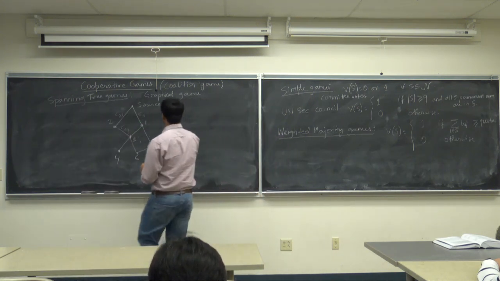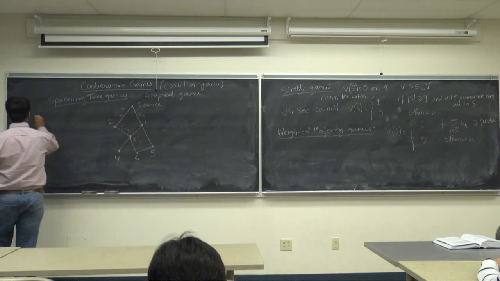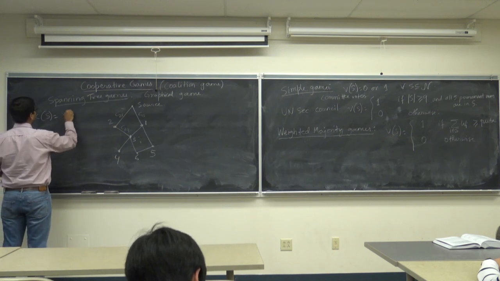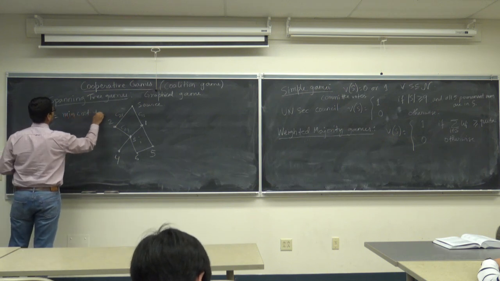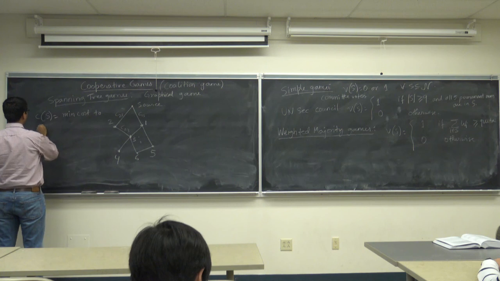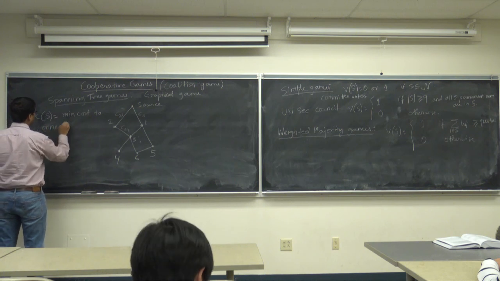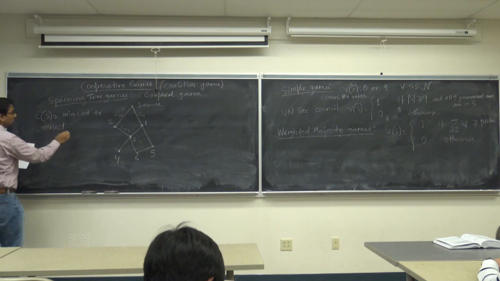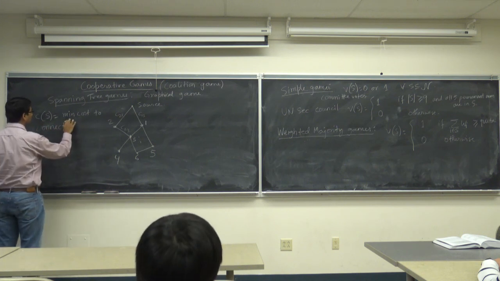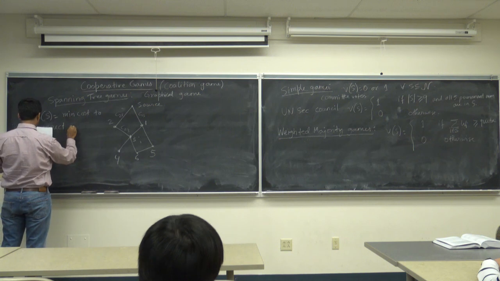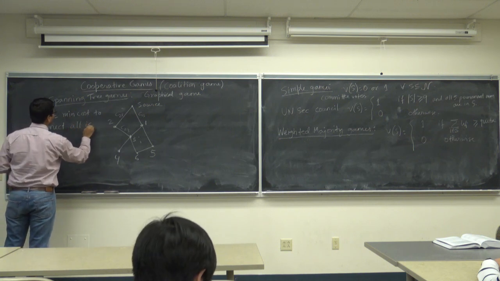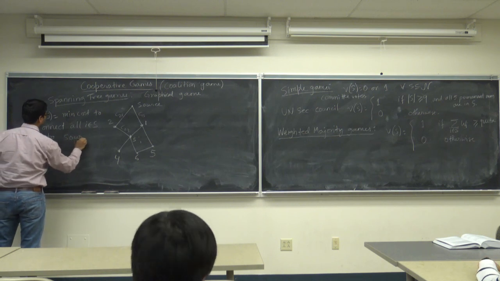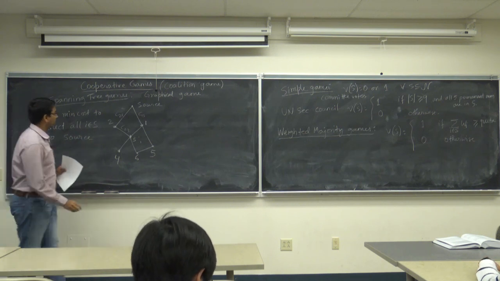And the cost C of S is the minimum cost to connect. So you solve an optimization problem in order to find C of S. Okay? So what is it? The minimum cost to connect all i in S to the source.